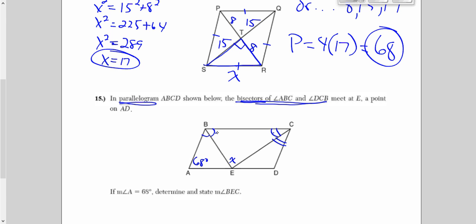What about opposite angles of parallelogram, everybody? Okay, how does that help us? Huh? Said I could.